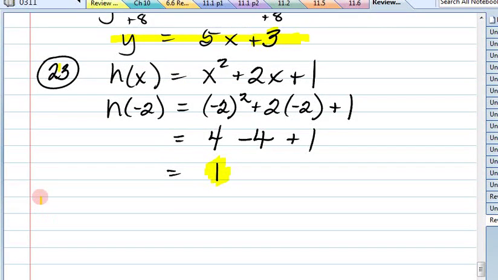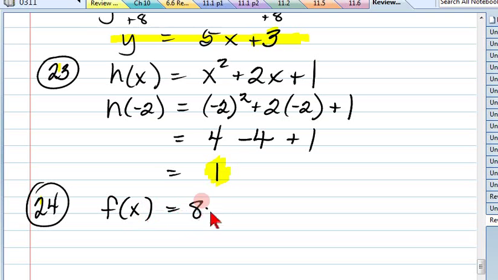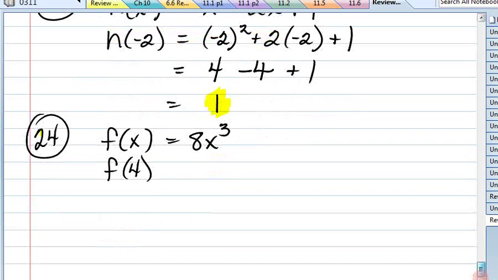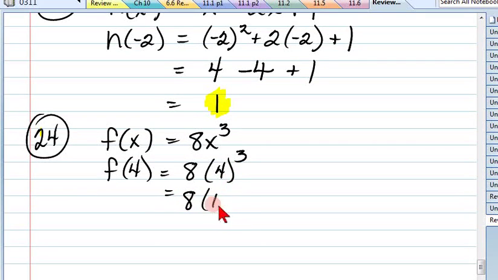We talked a lot about what would the ordered pair be and so on, but all I'm looking for is the number. 24. You're given f of x is 8x to the third, and you're asked to find f of 4. So that is 8 times 4 to the third power. Make sure that you do what the order of operations says, which is exponents first. 4 to the third power is 64. And 8 times 64 is a big number. 512.